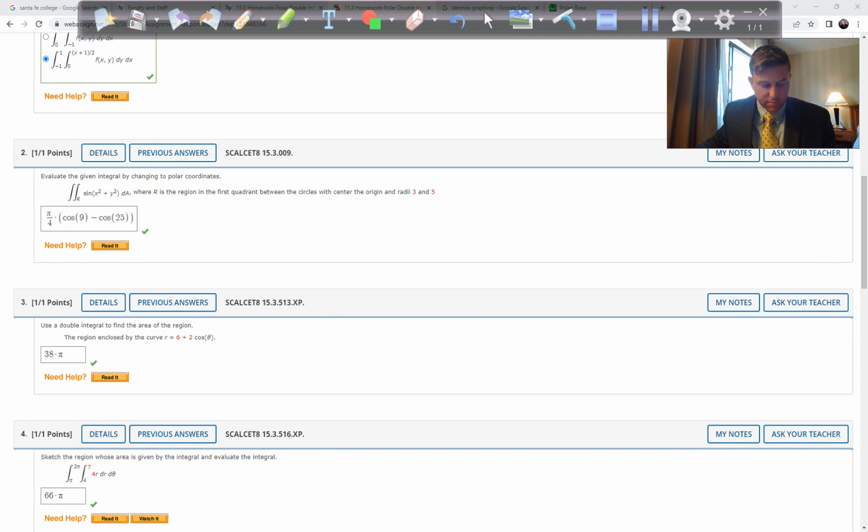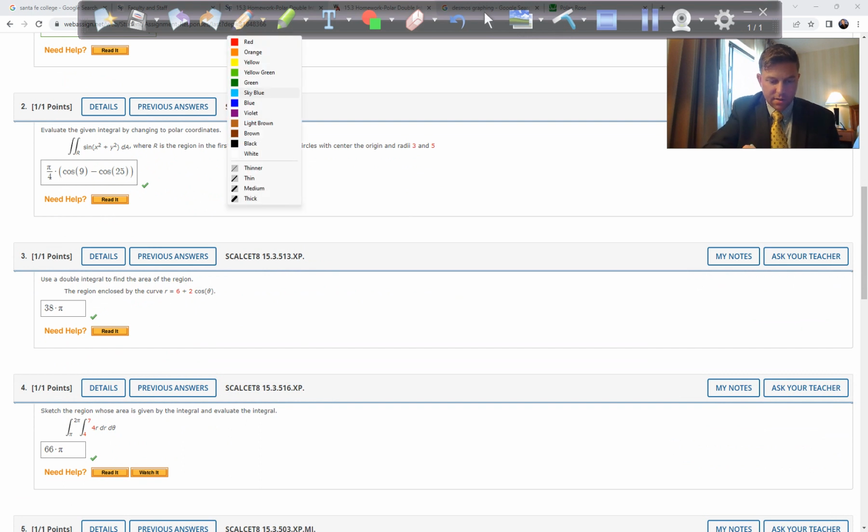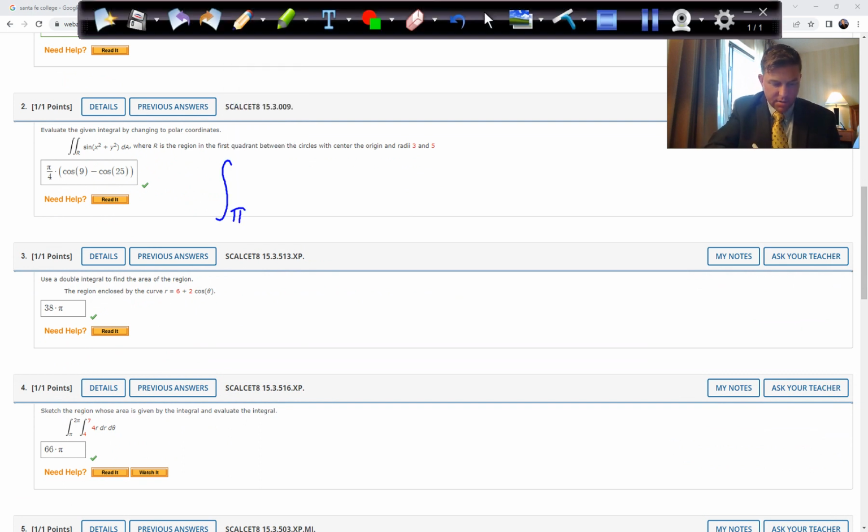Problem 4. Sketch the region whose area is given by the integral and evaluate the integrals. So we have the integral from pi to 2 pi and 4 to 7 of 4r dr d theta. Okay, this is problem 4.